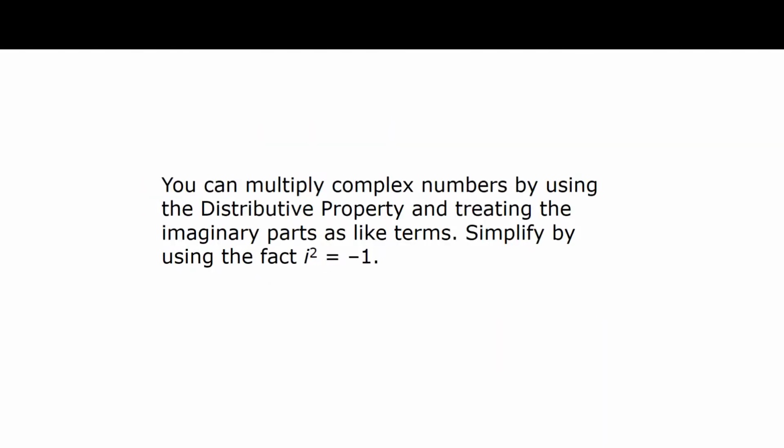Okay. You can also multiply complex numbers by using the distributive property and treating the imaginary parts as like terms. Simplify using the fact that i squared is equal to negative 1. And if you don't remember that, i squared is the same as square root of negative 1 times square root of negative 1, and that is the same as negative 1.